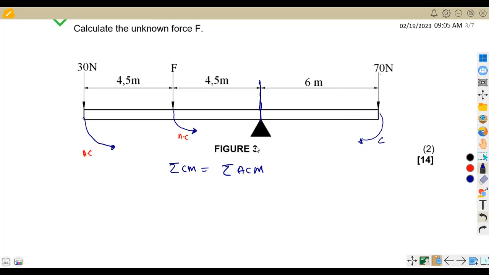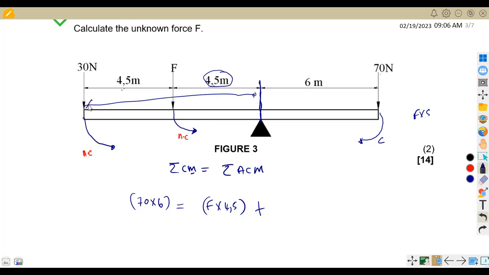So it's 70 times 6. Remember that moment is force times distance. So we're going to have force of 70 times distance 6, which is equal to the anti-clockwise F. Back to this point, there's a distance of 4,5. So that's F times 4,5 plus, we still have another one in the anti-clockwise, this is 30, but if you check the distance, it's 4,5 plus 4,5. So there's a difference of 9 meters in between. If you add these ones, that's 9 meters. So it's 30 times 9. All right, so I want you to combine these values.